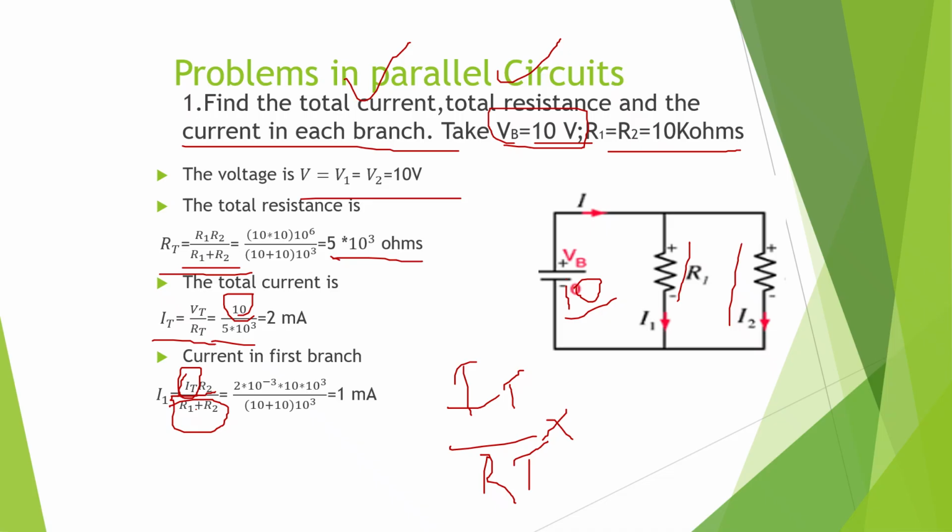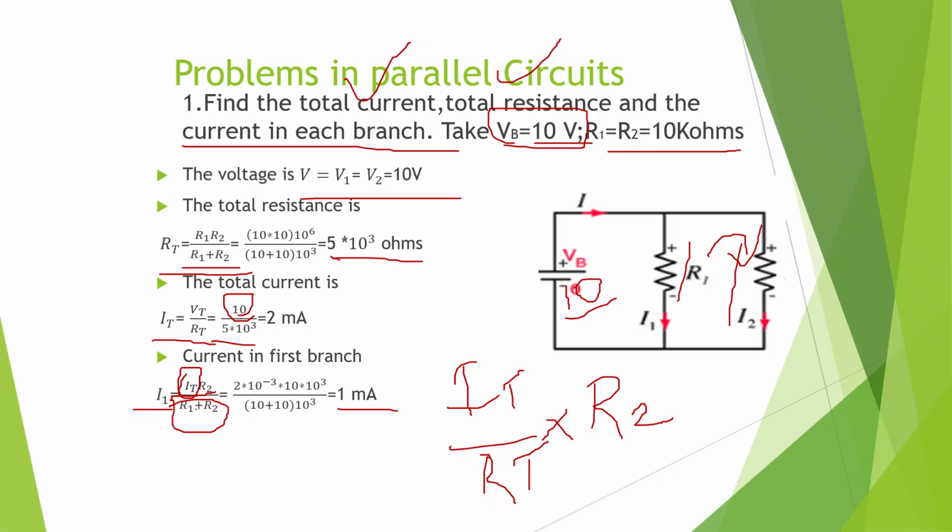So in order to find I1, you have to see the opposite resistor. What is the resistor opposite to R1? It is R2. So multiply it by R2. When you substitute into the formula, you will get it as 1 milliamp.